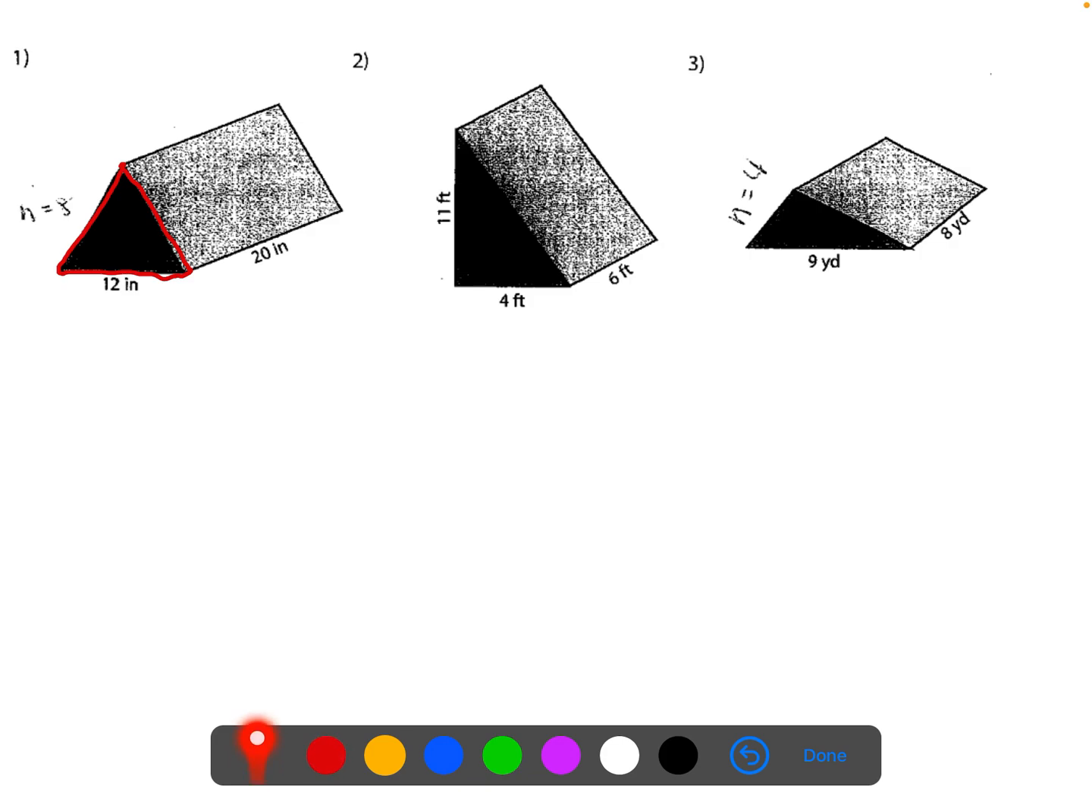And then what we can't see, of course, is that this extends. Try a different color here.